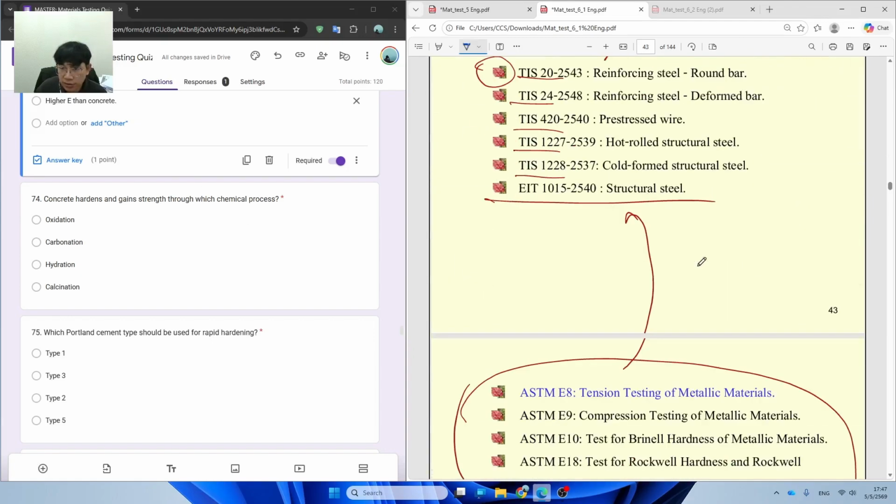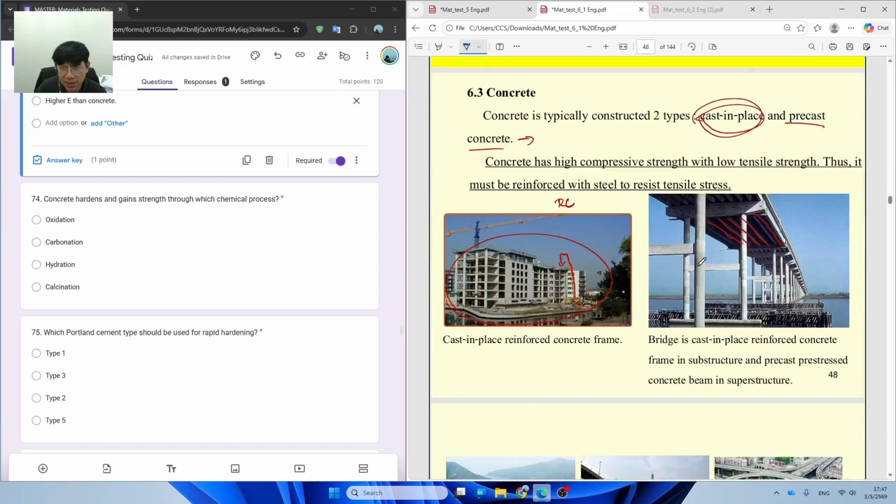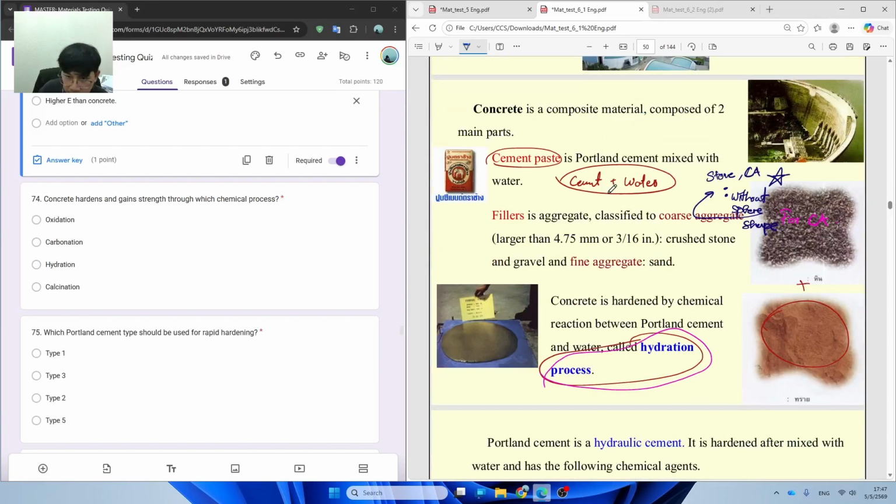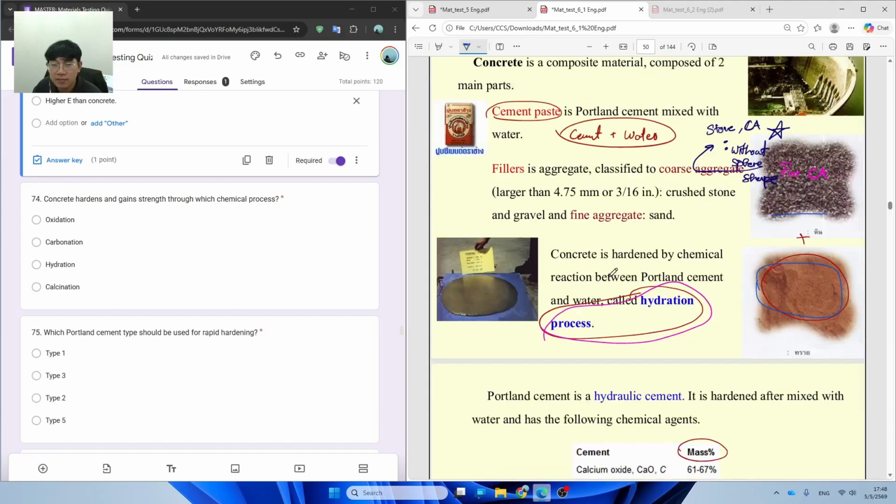And move on to other properties. Concrete is the material that combines cement, water, coarse aggregate and fine aggregate. Coarse aggregate we commonly call stone, and for the fine aggregate we commonly use sand. So when we combine everything together, we just add some water to it and then mix it.